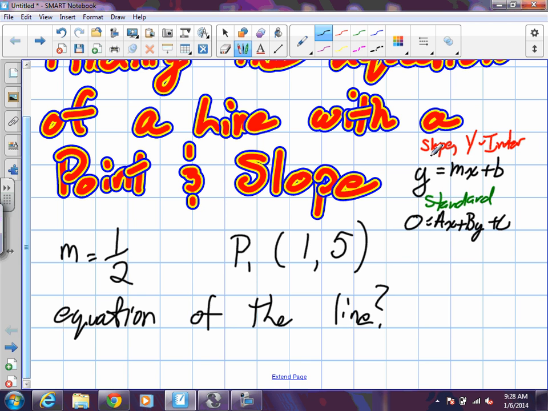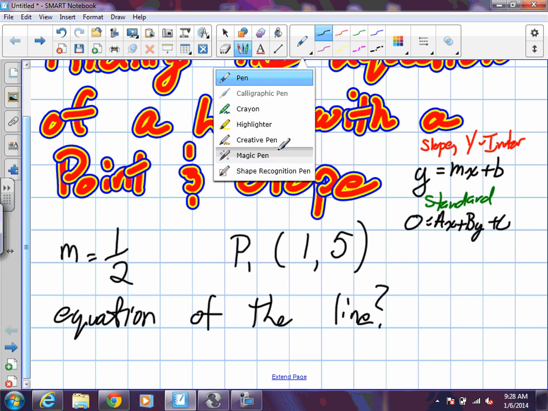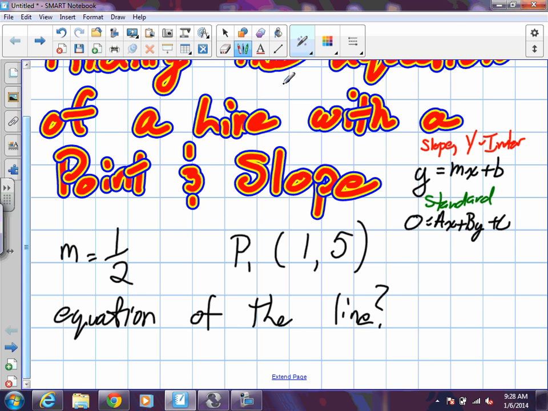Now, each of these variables stands for something. It's been a while since we've gone through this, so we'll quickly talk about it. What does the M stand for in the slope y-intercept? Slope. And what does the B stand for? The y-intercept. Perfect. The title literally tells you what they do.